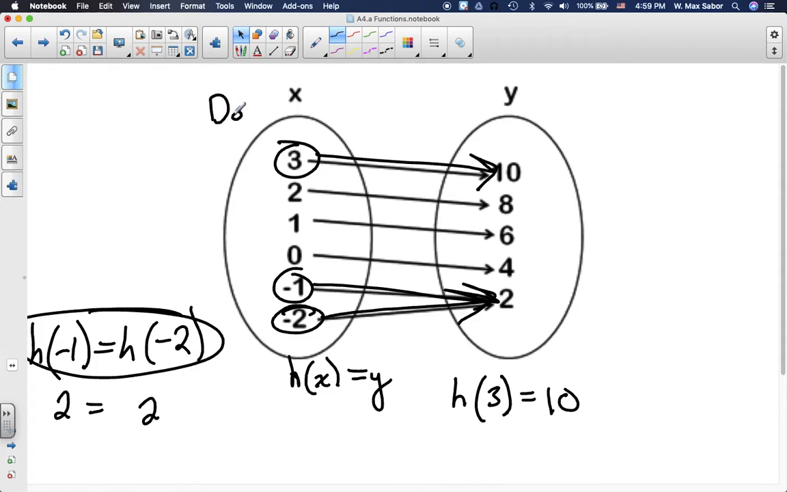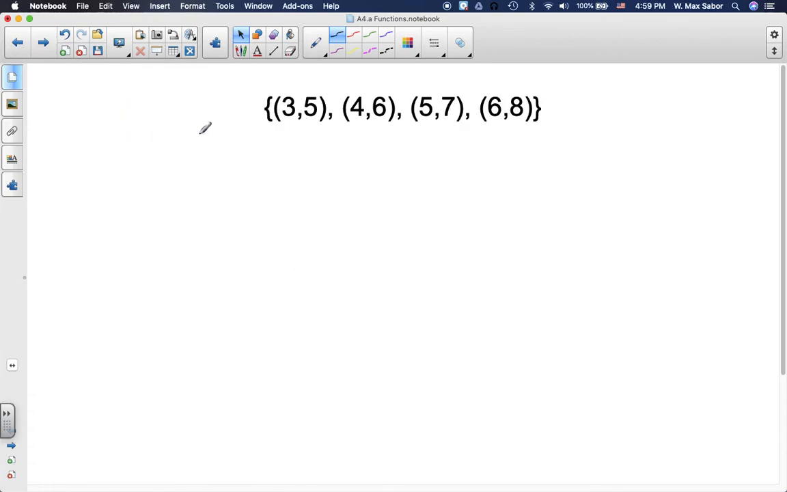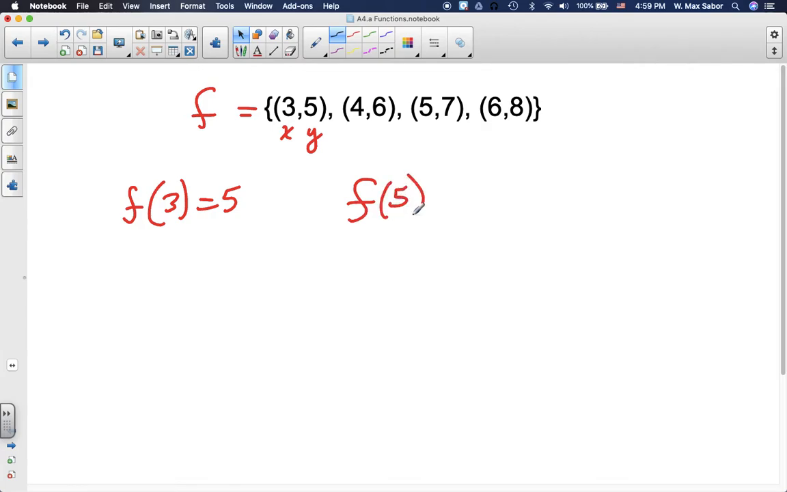This would be the domain, and this would be the range. Here, this is a set of x and y values. If I call this function f, we usually reuse function names. Then I would say f of 3 is equal to 5, f of 5 equals 7.